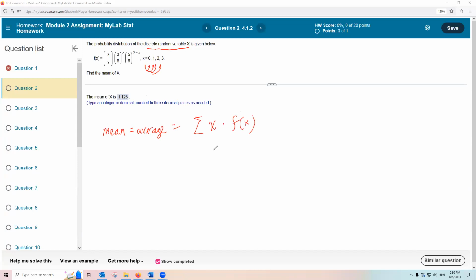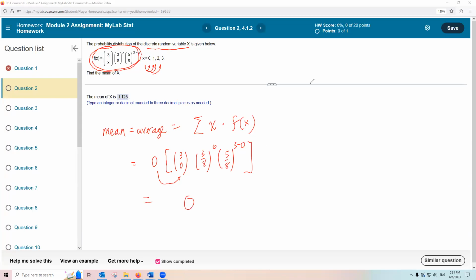Now here, the function value, f of x, is not given to me. I've got to calculate it. And it's a little messy, but here's the definition of f of x. So let's let x equal 0. Well, if x is 0, it's going to be the x value of 0 times. Now, what I'm going to do is take this function value, and anywhere I see an x, I'm going to replace it with 0. So this is going to be 3 choose 0 combinations, 3 over 8 to the 0, 5 over 8 to the 3 minus 0. Of course, I'm not going to work any of this out because 0 is going to multiply this, so this is just going to be a 0.